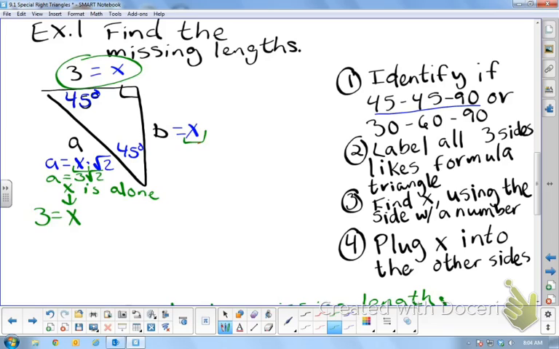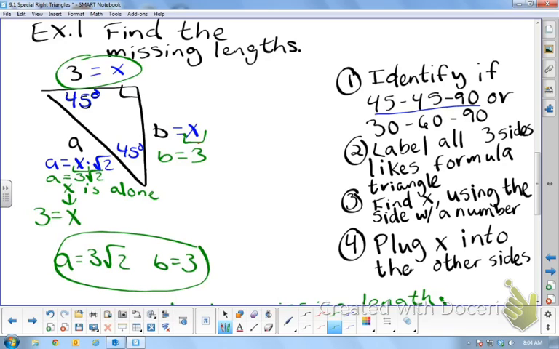What about this equation? What can I replace x with? 3 again. So now I have my two answers. I know a is 3 square root 2, and I know b is 3. Is it the answer? Yep, those are the two answers. All of these problems should have two answers because we're trying to find two sides.